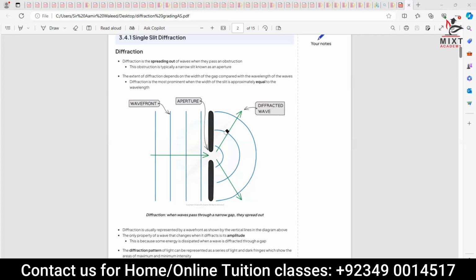Everyone understood? Because on the basis of that, this all diffraction grating will be. The formula will be the same, nothing changed. Only one thing will change and you will find out what exactly it is.